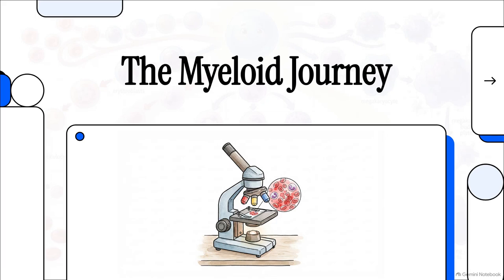All right, let's jump right into this explainer. We're tailoring this specifically for your ASCP-BOC prep, which means we are moving at a rapid board review pace. Every single number we talk about today counts. We're conquering the myeloid journey, tracking the exact progression from a primitive blast all the way down to a mature cell. So grab your notes because we're not leaving absolutely anything out.